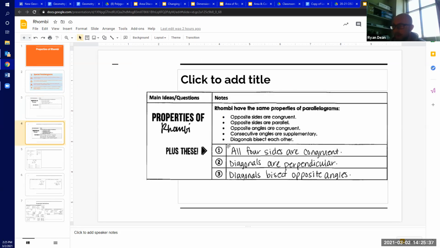With rhombi, all four sides are going to be congruent. The diagonals will be perpendicular. And the diagonals will bisect the opposite angles.